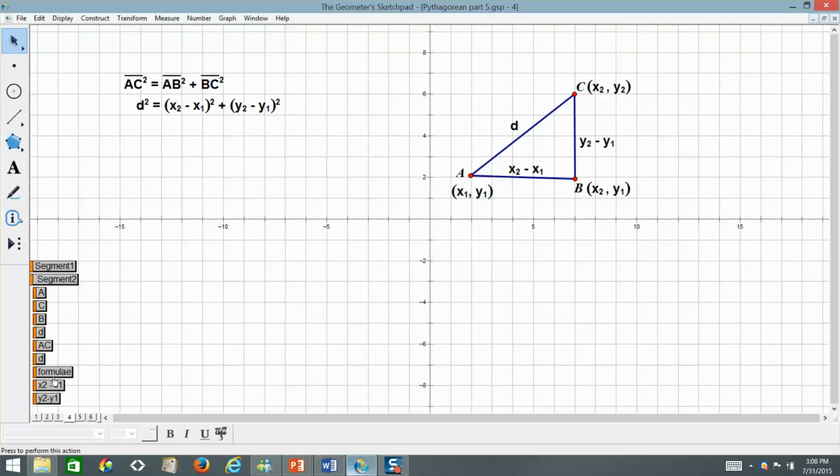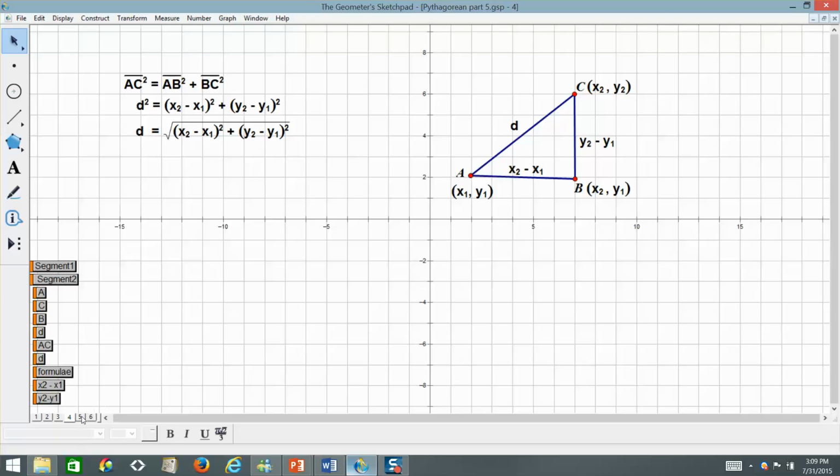So D is equal to the square root of this form. So D is equal to the square root of x sub 2 minus x sub 1 squared plus y sub 2 minus y sub 1 squared. This is the formula of the distance between 2 points in the coordinate system.